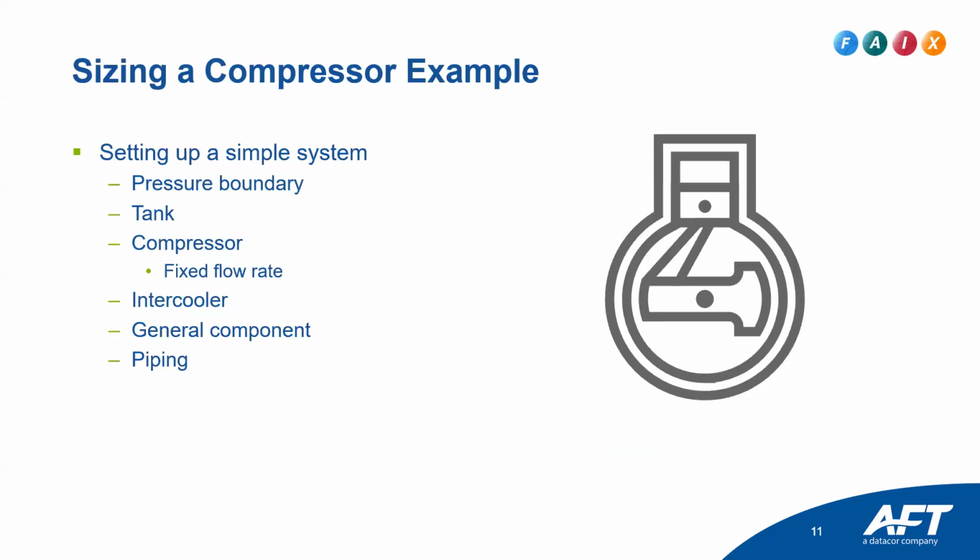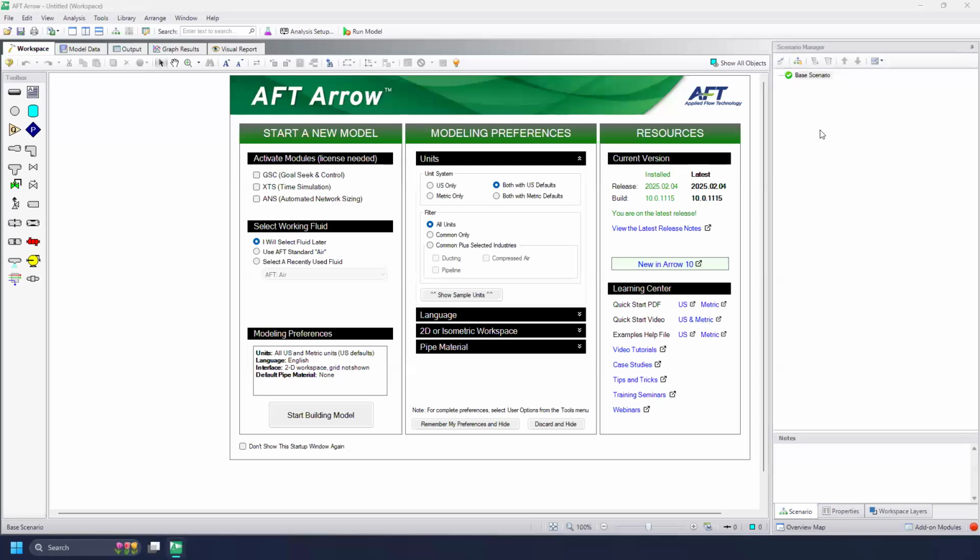So we'll go through setting up a simple system. Here we'll just be using a pressure boundary, a tank, a compressor. At this stage, we'll just set it up with a fixed flow rate for the compressor. And then we'll be adding an intercooler, at least for the pressure loss, and a general component. The general component can be used for anything in your system as long as it's a passive loss, right? No active flow control valves in there or anything like that, and just single path. But this may be some machine in the system. And also we'll be setting up the pipes that connect everything. So let's go ahead and do that now.